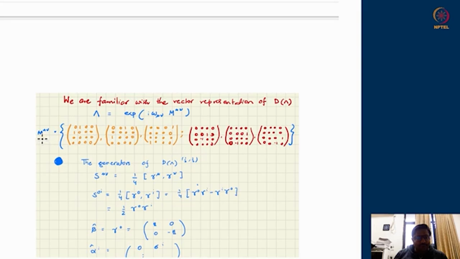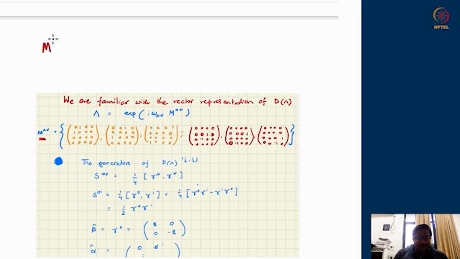M mu nu is supposed to be an anti-symmetric rank 2 tensor. An anti-symmetric rank 2 tensor has 6 independent components in 4 dimensions. As you might have seen in electrodynamics, there was an anti-symmetric rank 2 tensor F mu nu, if you are familiar with that. That had 6 components, 3 magnetic field and 3 electric field components. Any anti-symmetric rank 2 tensor has 6 components. All the diagonal entries are 0 because the diagonal elements of anti-symmetric tensors are 0. So M00, M11, M22, M33 are 0.